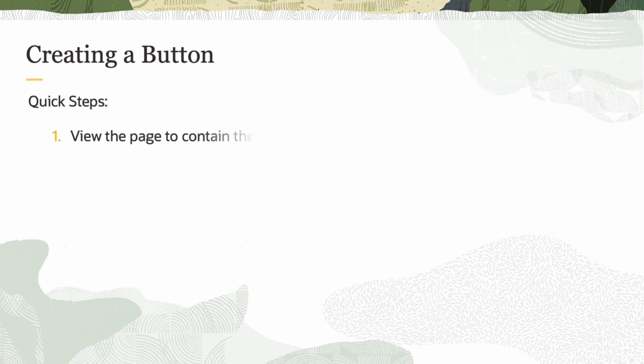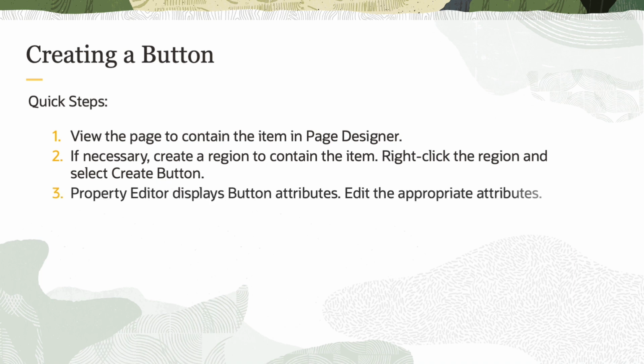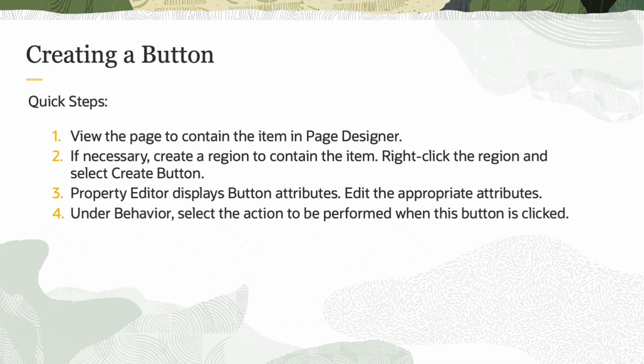First, you view the page to contain the item in the page designer. If necessary, you create a region to contain that item. Right-click the region and select Create Button. The property editor displays the button attributes. Edit the appropriate attributes. Under Behavior, select the action to be performed when this button is clicked. Finally, specify the server-side conditions if any and click Save.